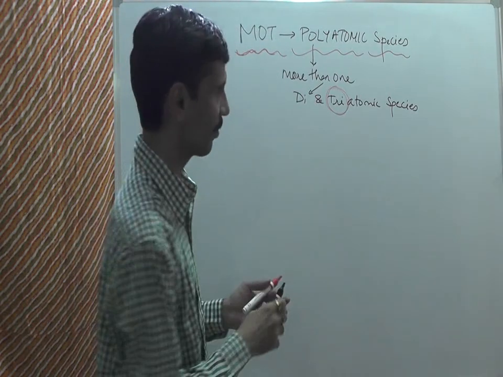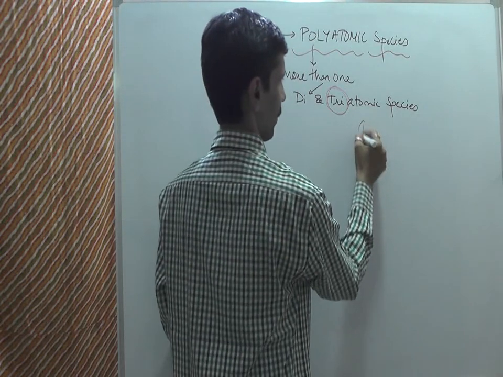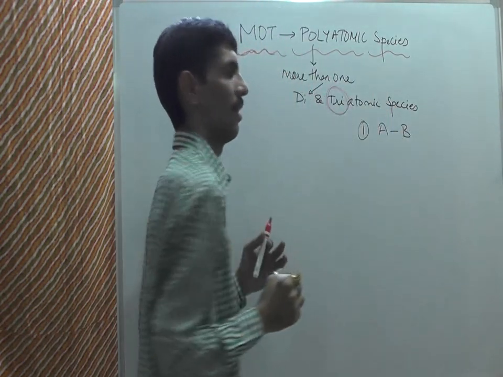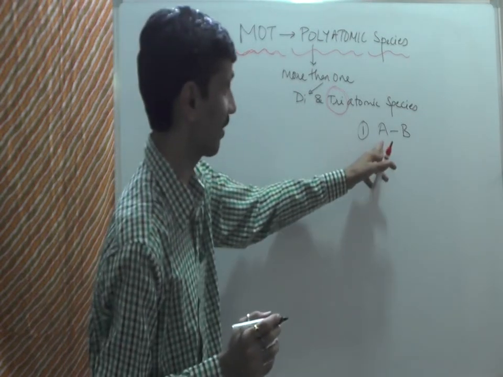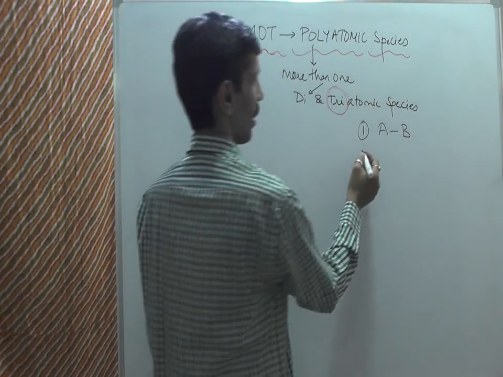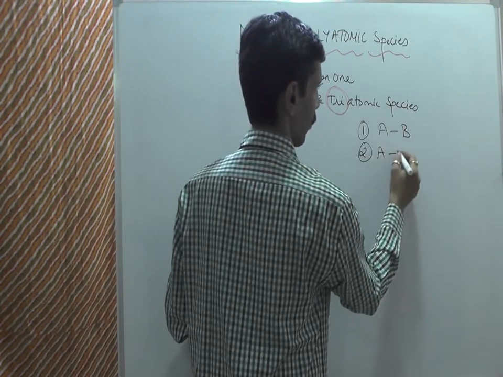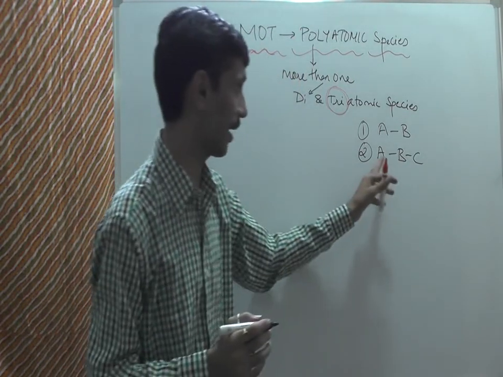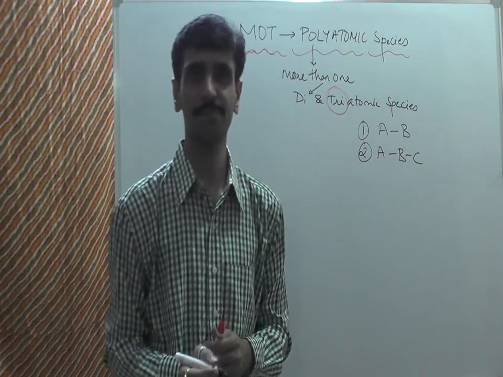The example is, there are two cases. Case number 1, I have a molecule containing two species, A as well as B, so I call it a diatomic molecule. Consider case number 2, I have a molecule ABC, a triatomic species. There are going to be 3 of them, that is A, B as well as C.